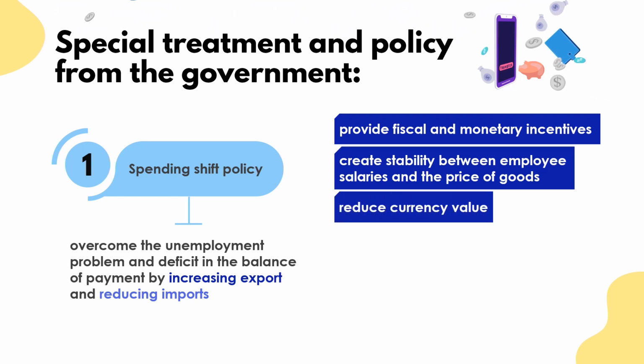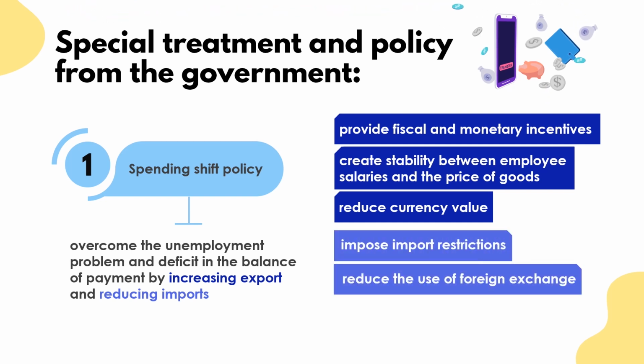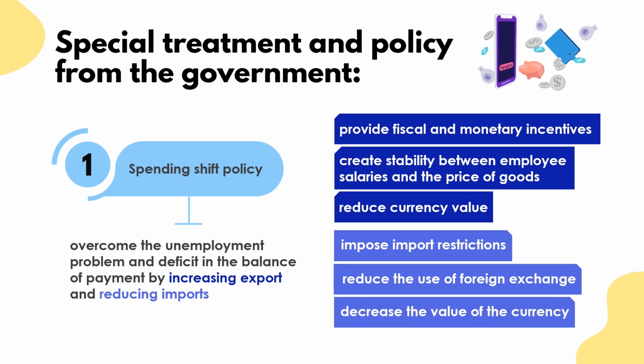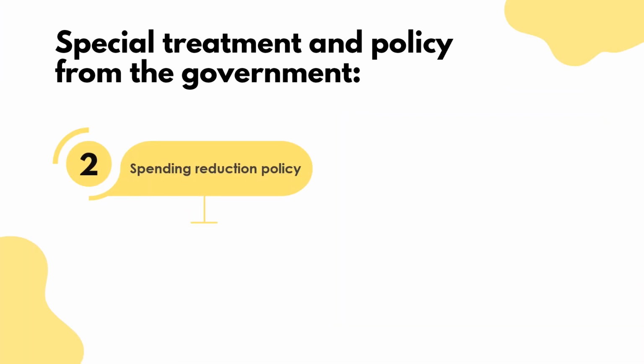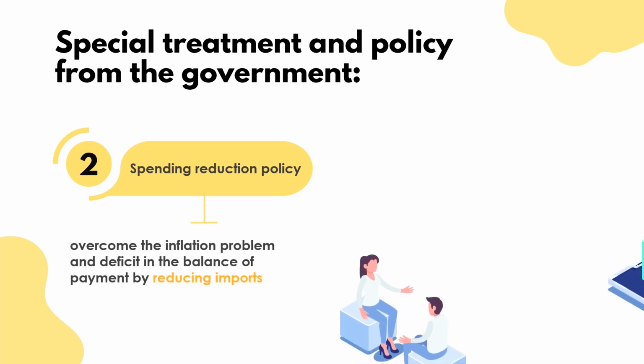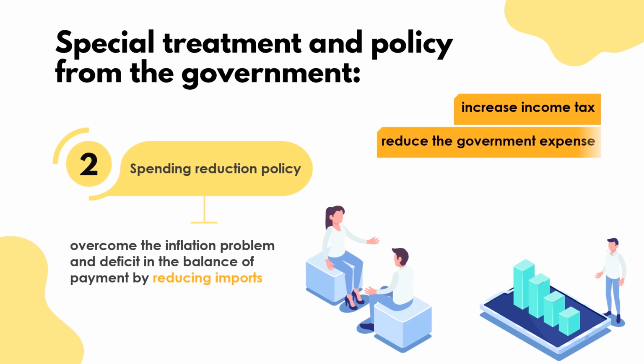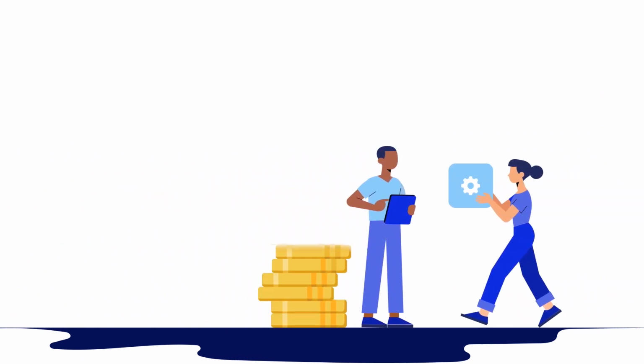Meanwhile, steps that will reduce imports include: impose import restrictions, reduce the use of foreign exchange, and decrease the value of the currency. 2. Spending reduction policy. This policy aims to overcome the inflation problem and deficit in the balance of payment by reducing imports. Steps that must be taken to implement this policy are: increase income tax, reduce the government expense, increase interest rate and decrease money supply. In the long term, unemployment and inflation problems can also hamper the economic growth of a country.